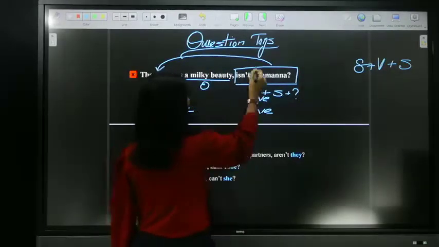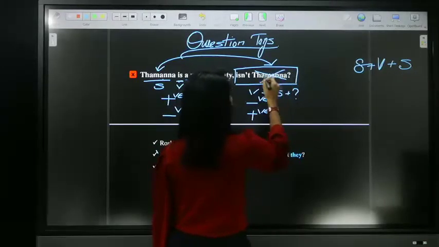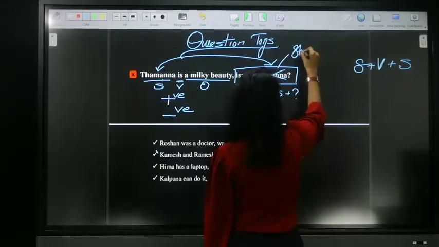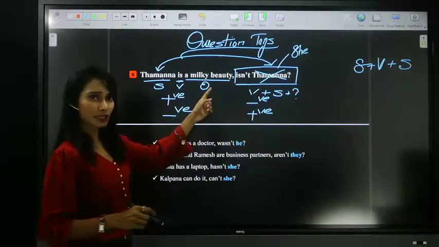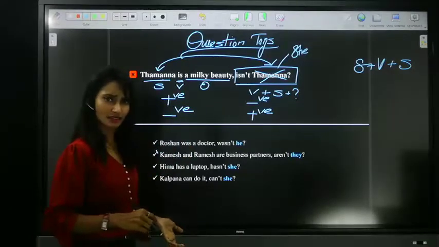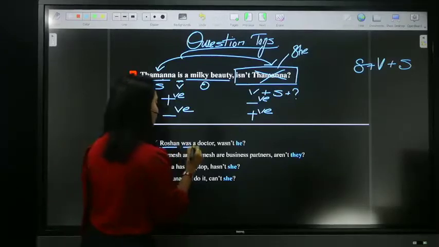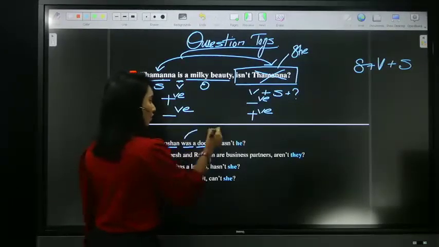What is the pronoun form of the subject? Is it Tamanna? Tamanna is not a pronoun. It is a noun form. So the pronoun is she. So the right answer is Tamanna is a milky beauty, isn't she? That is the correct one. Now look at this one. Roshan was a doctor. Positive. So we require a negative. Wasn't he?